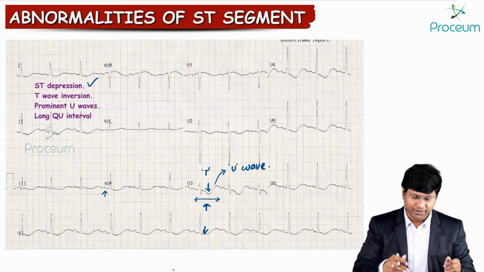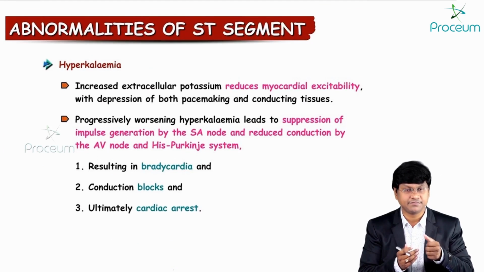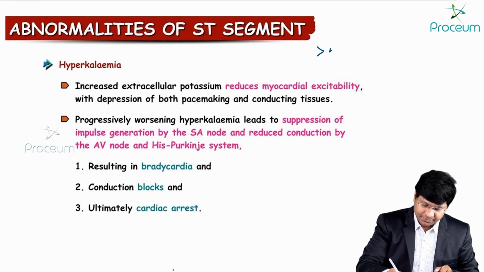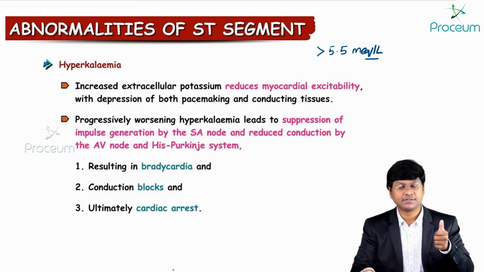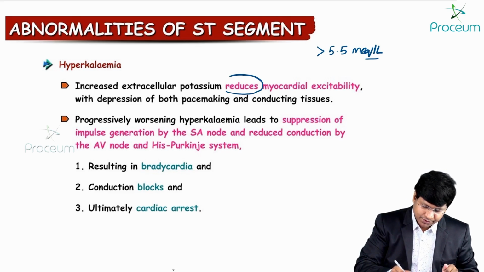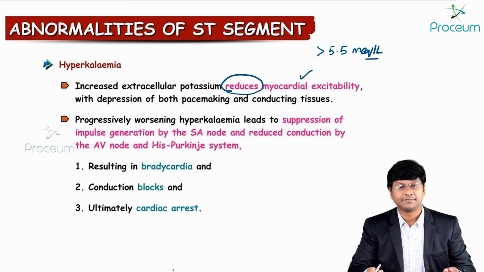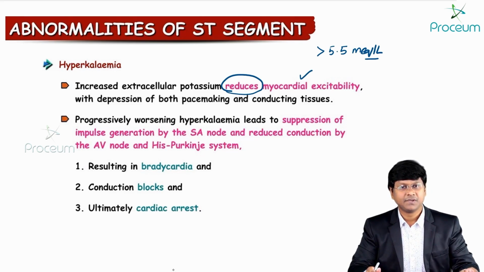Now, what will be the effect of hyperkalemia on the heart? In hyperkalemia, the extracellular potassium is increasing. The extracellular potassium will become more than 5.5 milliequivalents per liter. Now once the extracellular potassium is increased, that will reduce the myocardial excitability. Why is that? That is due to reduced conduction through the conducting system of the heart.